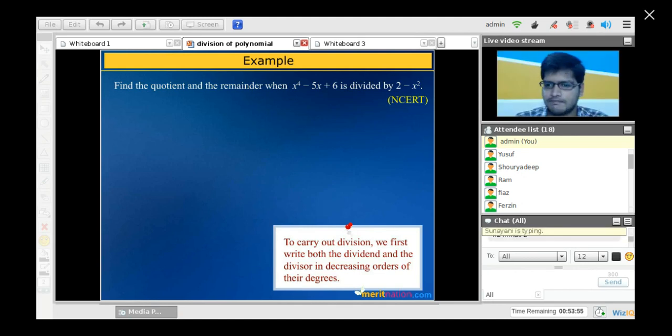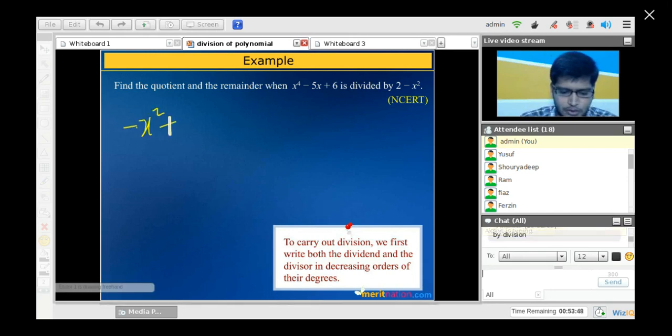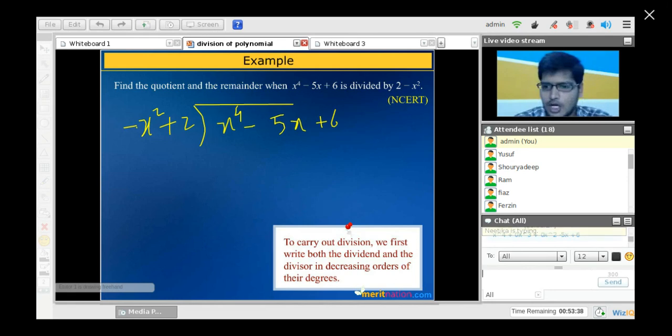Any idea? That's a good idea actually. Nidhi has given: rearrange the divisor as minus x squared plus 2, and the dividend x power 4 minus 5x plus 6. What next? That's a very good idea, Farjan. When writing in the standard form, you need to multiply the missing terms with 0. Even if you do not do it, there is nothing wrong, but it is a very good habit to write it in standard form. Let me write it. That would be better.